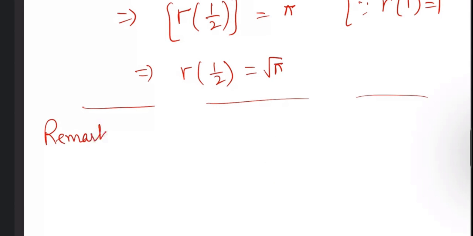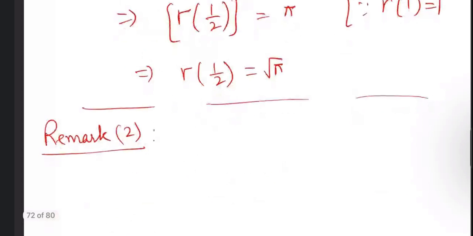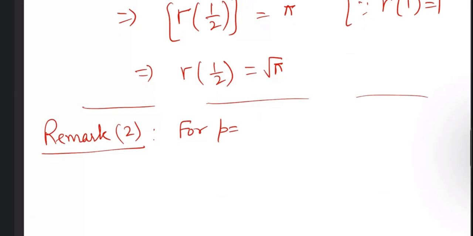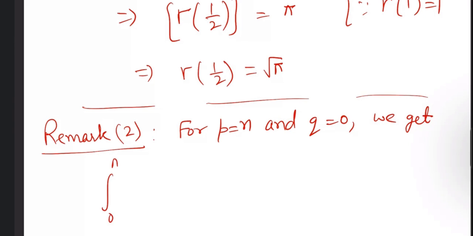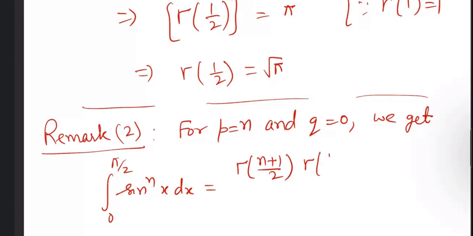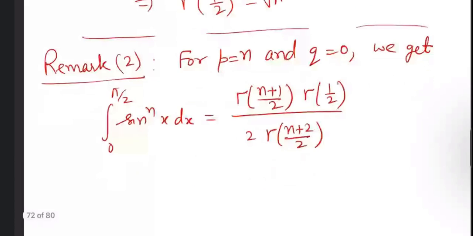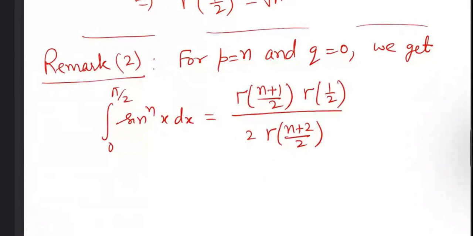For some particular values of P and Q. For P equal to n and Q equal to 0, we get integration 0 to pi by 2 sine raised to the power n x dx will become gamma of n plus 1 divided by 2 into gamma of 1 by 2, divided by twice of gamma of n plus 2 divided by 2, and which will be evaluated as per the values of n.